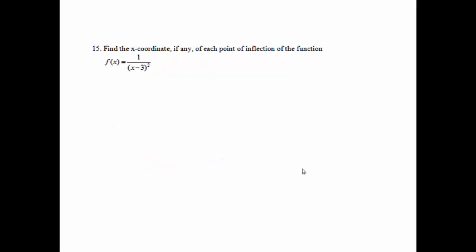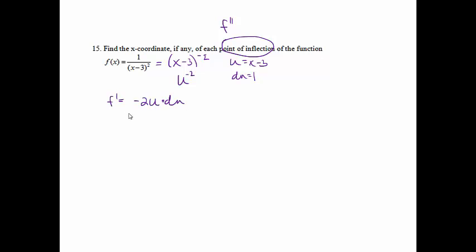All right, problem 15. Find the x-coordinates, if any, of each point of inflection of the function. All right, so again, points of inflection, we have to get to the second derivative. I'm going to rewrite this to help us get this going a little bit easier. That would be x minus 3 to the negative 2. I'm actually going to make this u to the negative 2, so u will equal x minus 3, and du would equal 1. So taking the derivative, I'm going to get negative 2u times du. So in this case, it's going to be negative 2 times x minus 3 to the negative 3 times du, which would be 1.